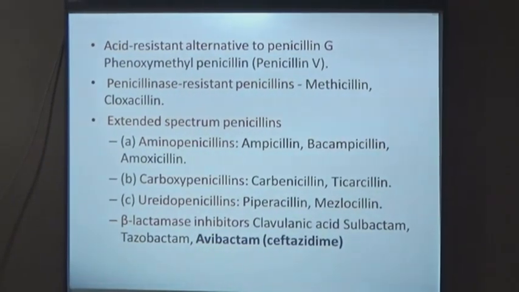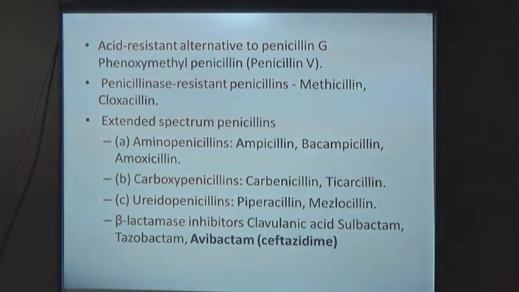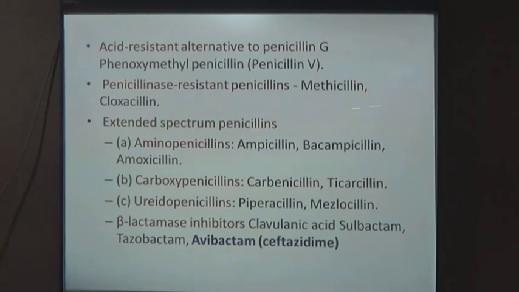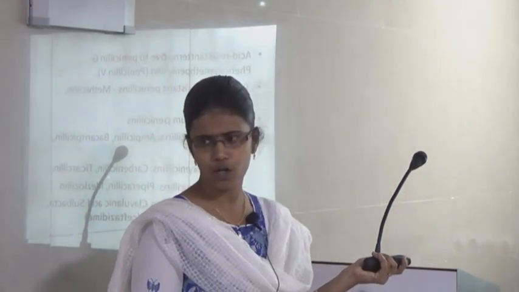So this is the classification of penicillin. The first one is acid resistant. The first drug, acid resistant, is penicillin G. Alternative to penicillin G is penicillin V. Then beta lactamase resistant penicillins are methicillin and cloxacillin. Then extended spectrum penicillins are aminopenicillin, carboxypenicillin, ureidopenicillin. Aminopenicillins are ampicillin, amoxicillin, the common oral drugs. Then carboxypenicillins are carbenicillin and ticarcillin. Then ureidopenicillins are piperacillin, mezlocillin. Then beta lactamase inhibitors: clavulanic acid, sulbactam, tazobactam, and this is a newer one, avibactam.